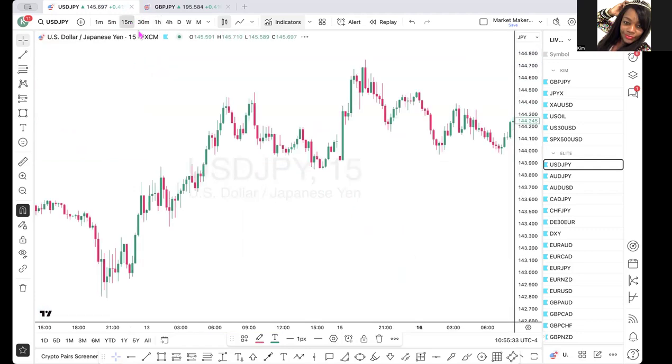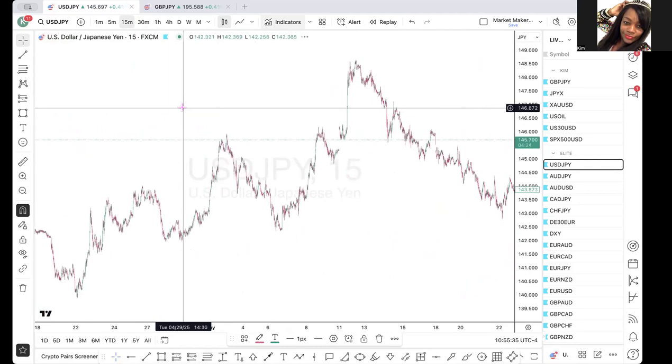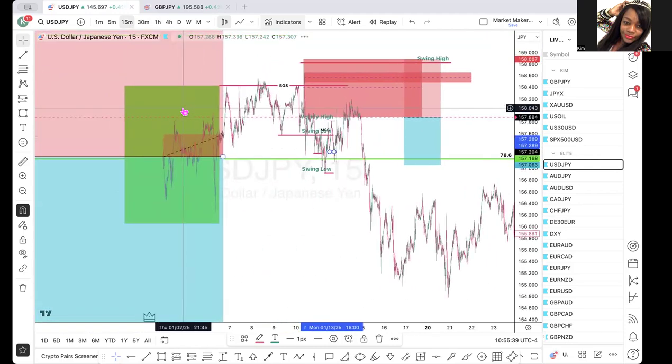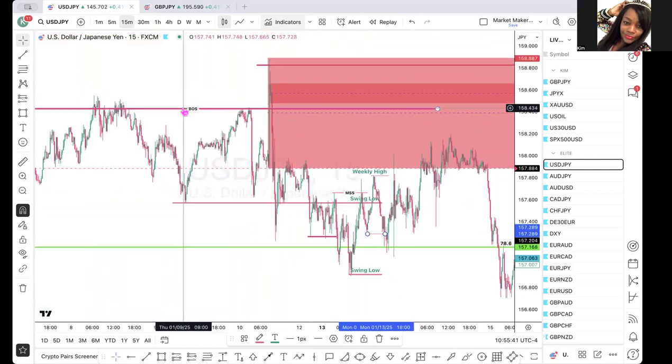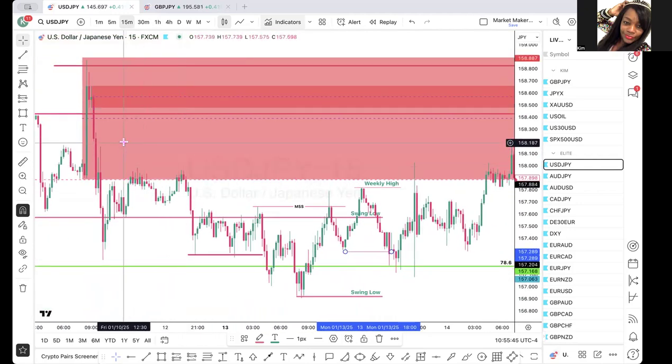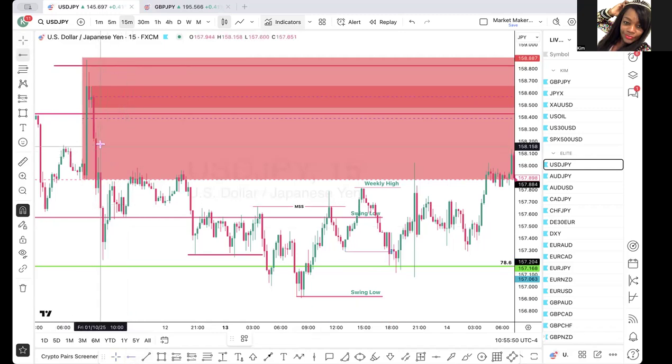So in order to find that imbalance, you probably would have to be on the 15-minute. There's one here. See that, and this is why I don't do imbalances. I don't have time to be marking up a ton of imbalances on my chart. So you have one here, and then you have this one here.